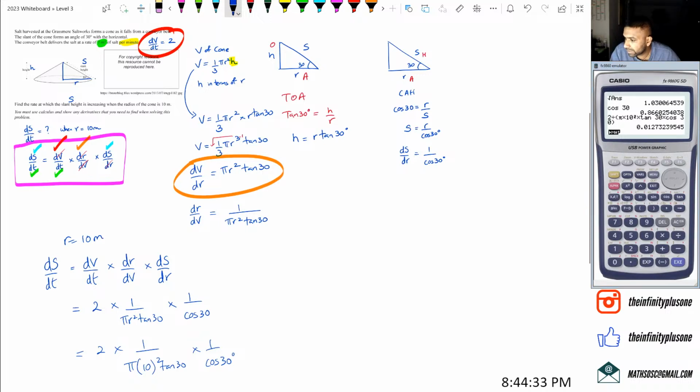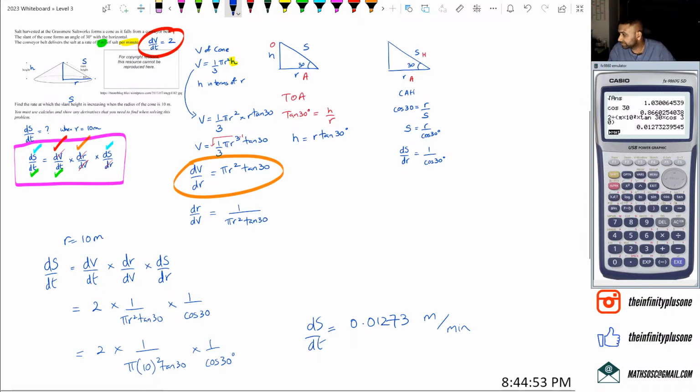And literally our answer should be ds/dt is 0.0127, 3 if you want. And you don't really need to worry. I mean, you can put units. Slant is just meters, time is minutes, and we're done. That's it.